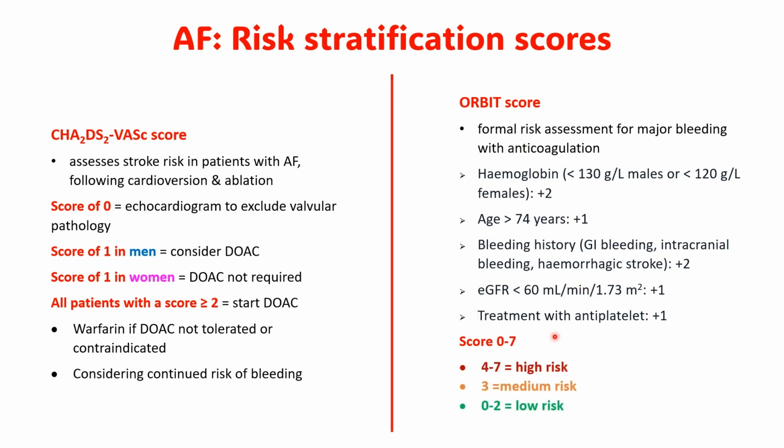And then let's look at the scores. So if there's a score of 4 to 7 in the ORBIT, you're at high risk, 3 is medium, and 0 to 2 is low. There are also different methods to reduce bleeding risk. If patients are on aspirin and NSAIDs, you want to be stopping one of them. Important to treat uncontrolled hypertension, reduce alcohol consumption, and try to treat reversible causes of anemia, because anemia is also a risk factor for bleeding.